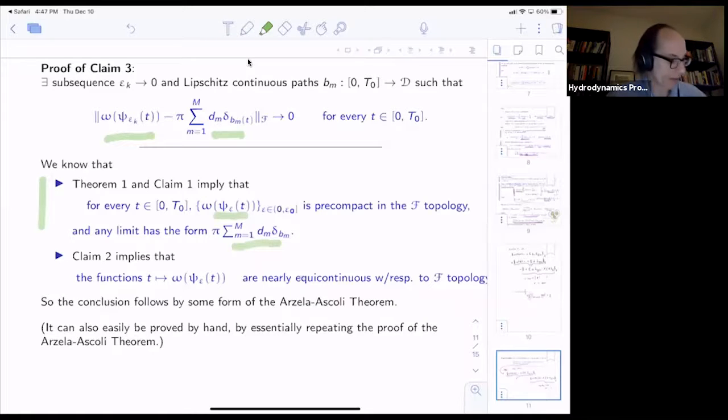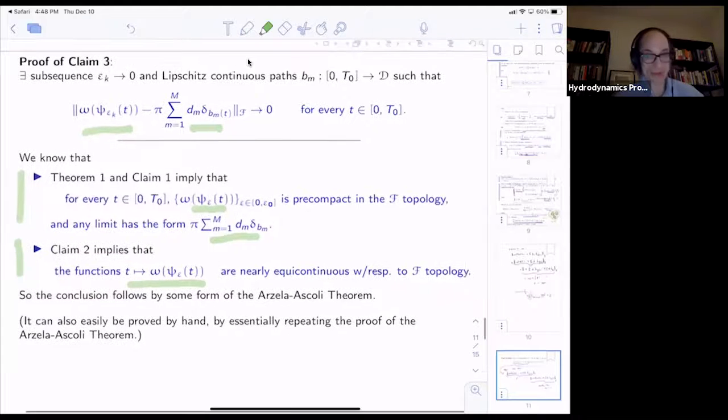And then claim 2 says that up to these errors of order epsilon to the alpha, which vanish as epsilon goes to 0, these functions are uniformly Lipschitz. I said nearly because of the errors of epsilon to the alpha, but they're uniformly Lipschitz in this flat norm topology. And so some mildly sophisticated form of the Arzela-Ascoli theorem, it's not that tough, says that we can find a sequence that converges uniformly, which is the conclusion with respect to the same topology.